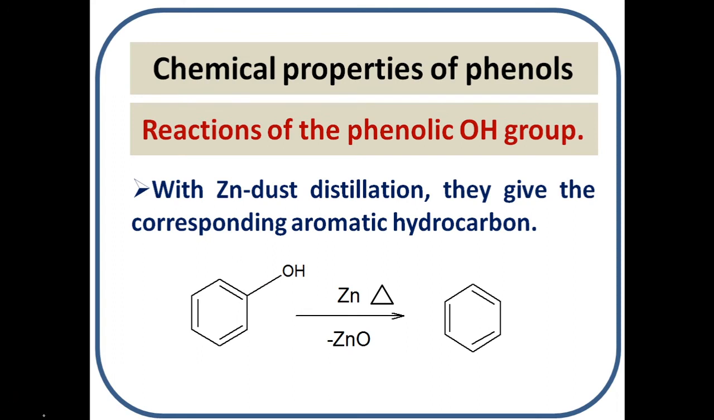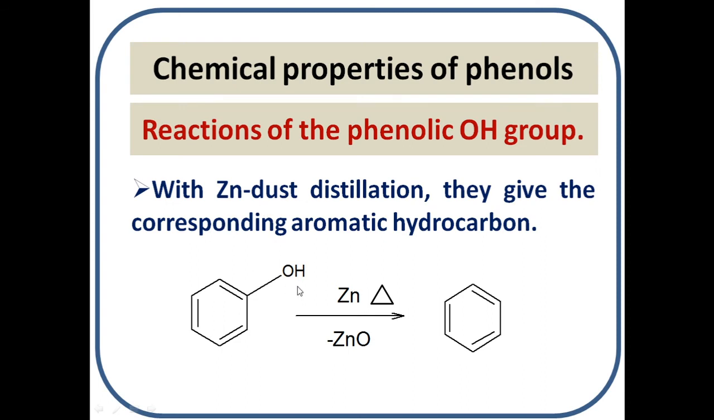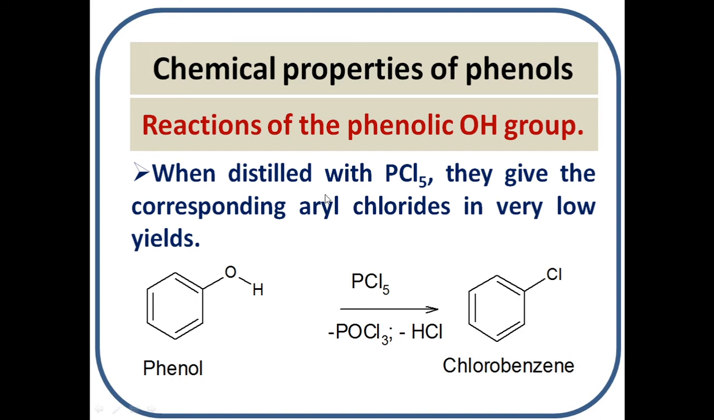Next reaction is the zinc dust distillation. Phenols, when subjected to zinc dust distillation, what happens is that the zinc reacts with this oxygen, liberating zinc oxide, and we will be getting the corresponding aromatic hydrocarbon. Next reaction is distillation with PCl5. With PCl5, phenol gives the corresponding aryl halides. Particularly if we take phenol, then we will get chlorobenzene. We will see how this reaction occurs.